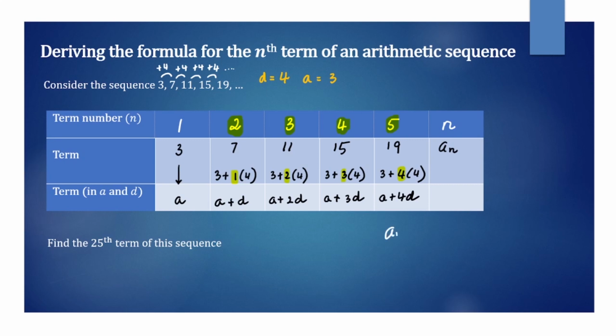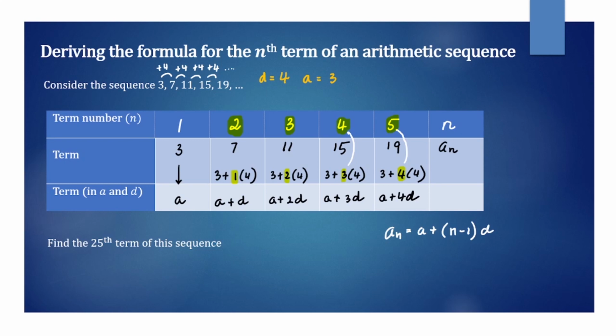So we have a_n is a plus, now because this value 4 is 1 less than the 5 and 3 is 1 less than 4, we have to reduce that by 1. So a plus n minus 1 times the common difference, which remains 4 in this question. So that would be d. So that's the formula for the nth term of the arithmetic sequence.